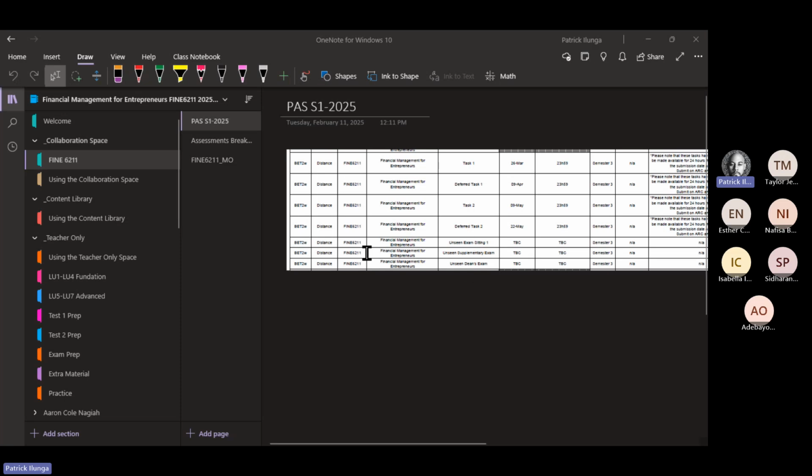But again, did any of you check our PAS? Have we had some updates? As soon as there's an update, I will definitely update this PAS, the snapshot of the PAS. But anyone who checked the PAS, did they put the date for the exam? Because I see unseen exam sitting 1 will be your written exam on campus. We need a date here, but for what matters at the moment, let's focus on this.